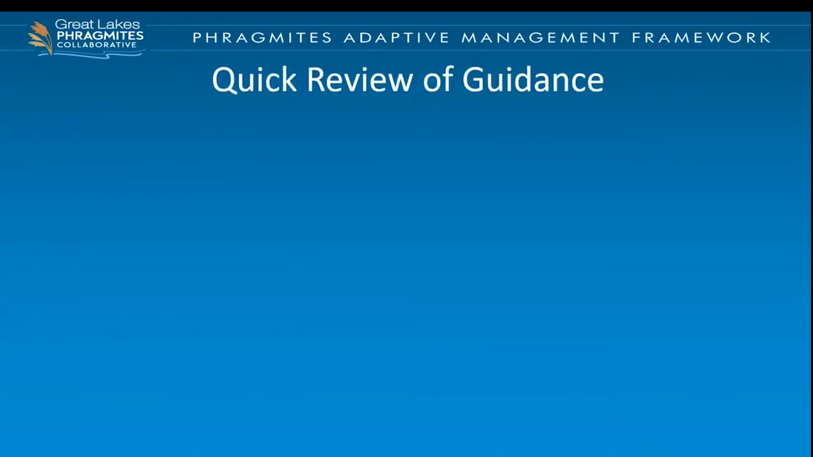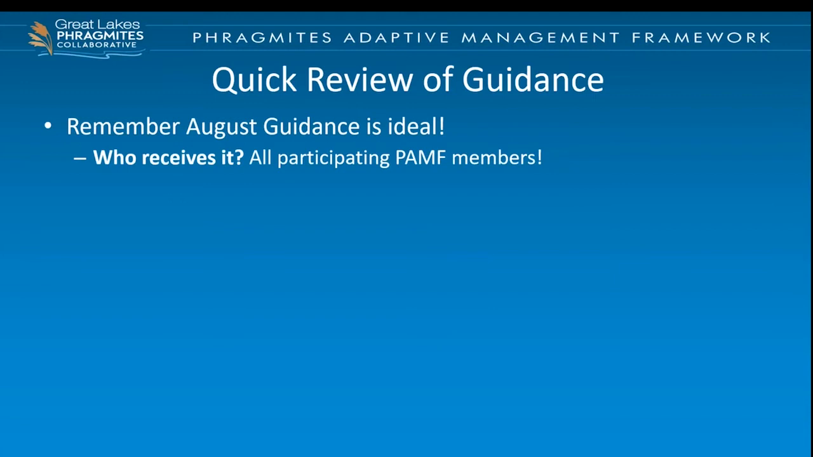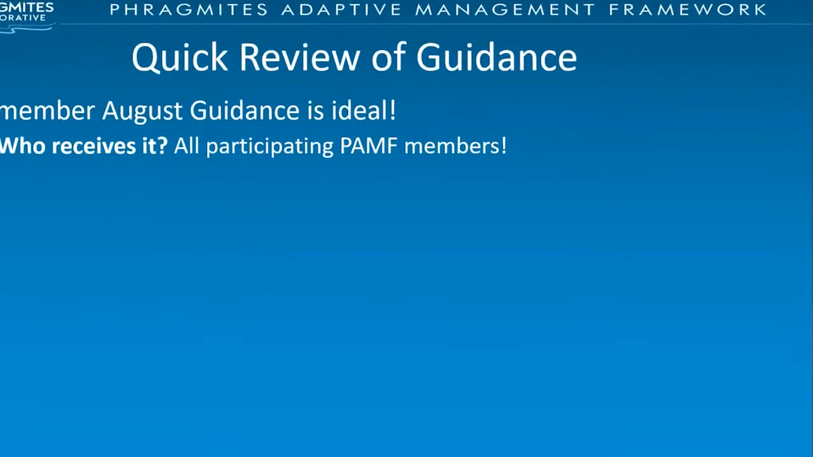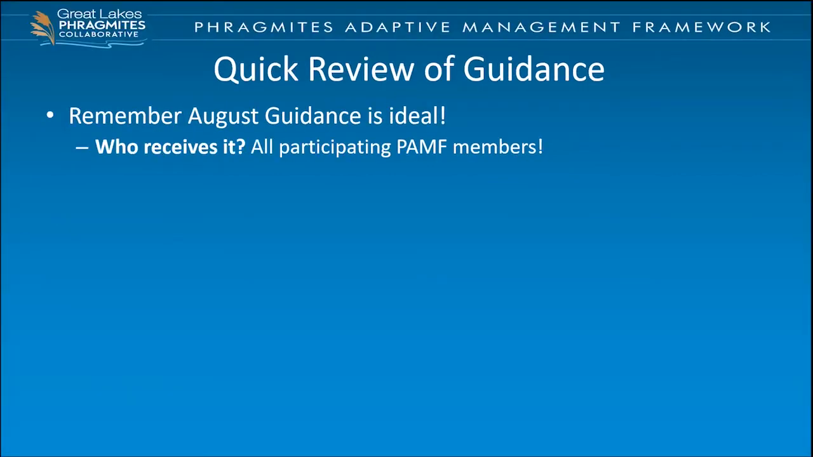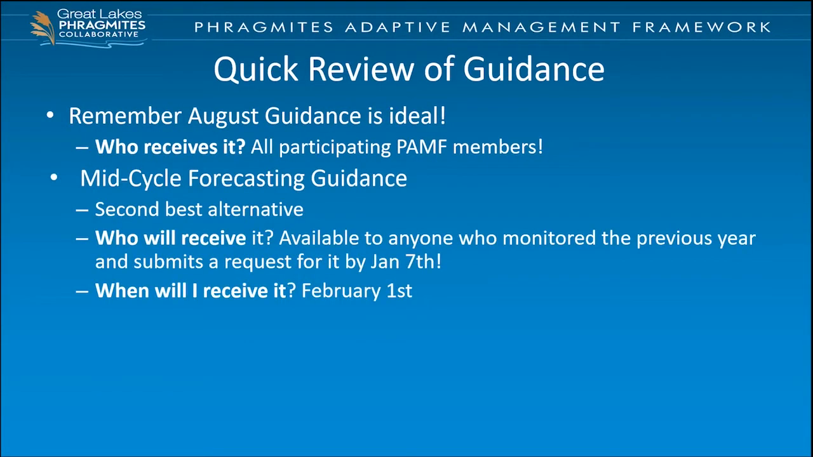Okay, so just a quick review of the guidance options. The best option is always going to be implementing the guidance you receive in August, and there's a couple reasons for that. That is using the model's most up-to-date information and using all of that participant data from the previous cycle. So the model updates in August, and then we are able to generate that August guidance. So we're using a lot of good information from other participants, but we have a better understanding of what your current state of invasion is because you just monitored in July. So everyone is going to receive August guidance as long as you monitor your management units in July.